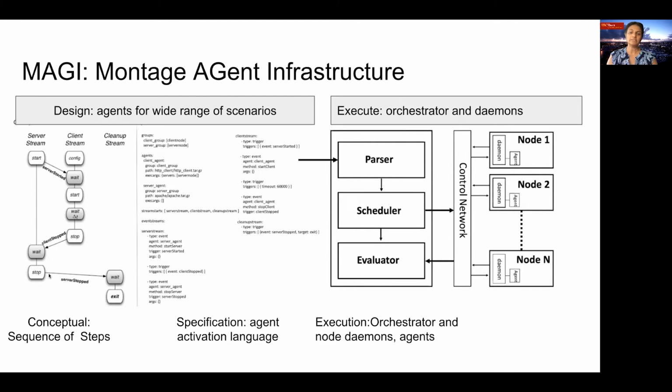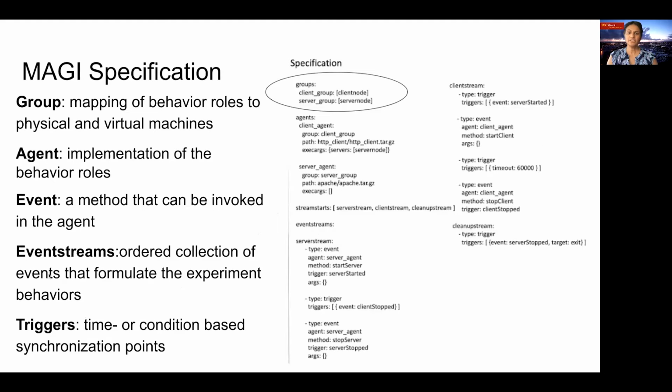Next, we'll look at what the specification looks like in detail. The specification for a Magi experiment consists of 5 key directives: group, agent, event, event streams, and triggers. Groups are a mapping of all the behavior roles in the experiment to physical and virtual machines. This is the only place in the orchestration where the orchestration is coupled with the underlying topology.